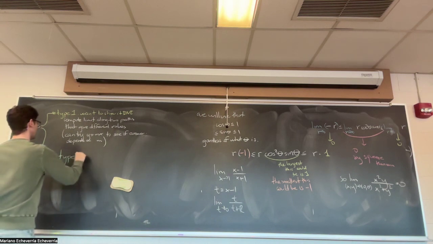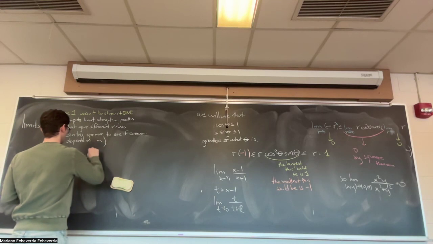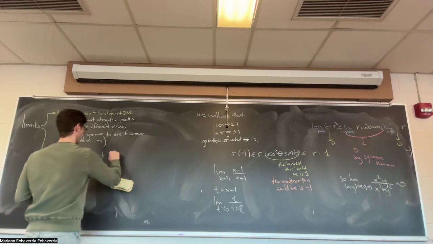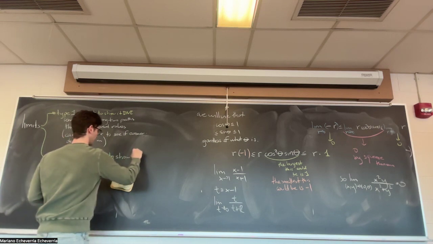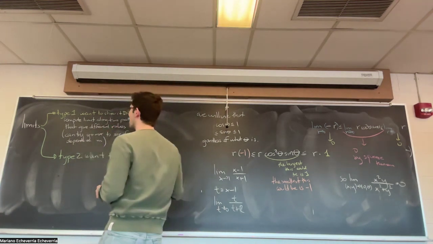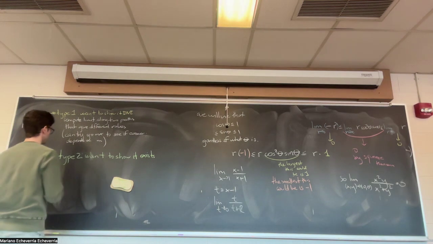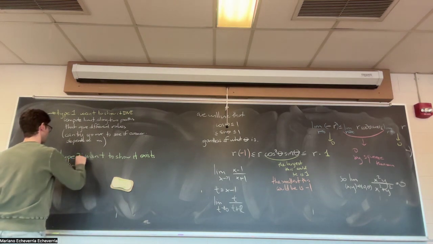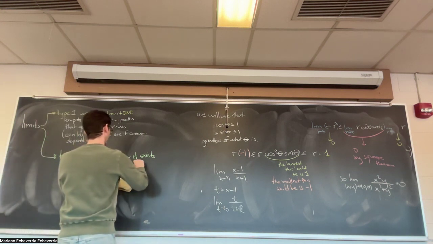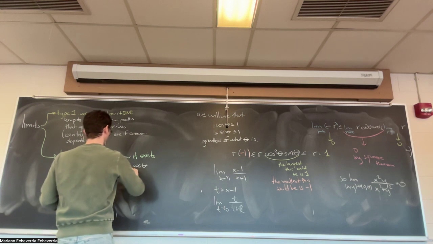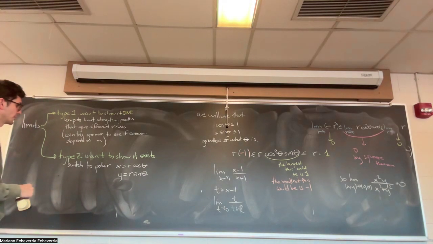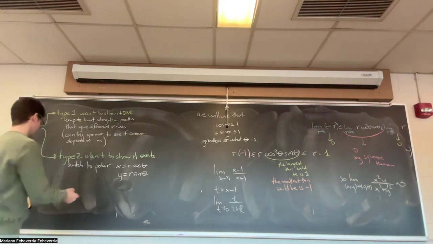Or you want to show that the limit does exist, right? And then you switch to polar. That's the only way we have to show that a limit exists. So switch to polar, and show that the limit does not depend on theta.